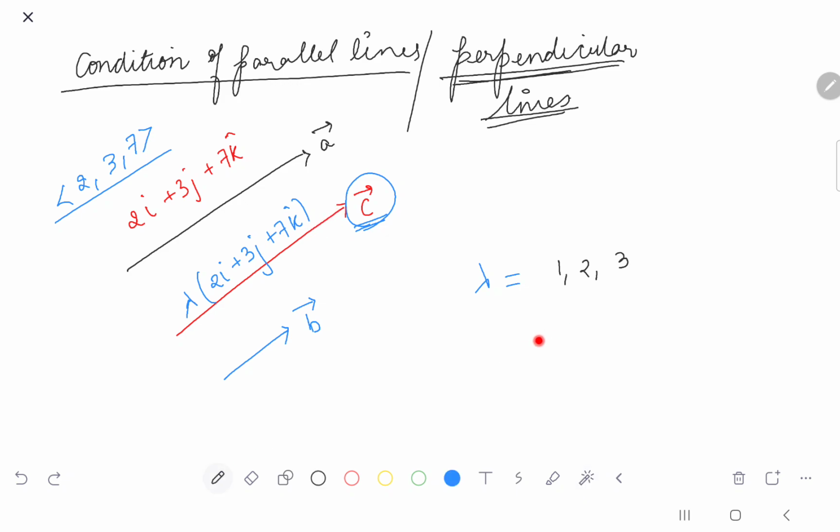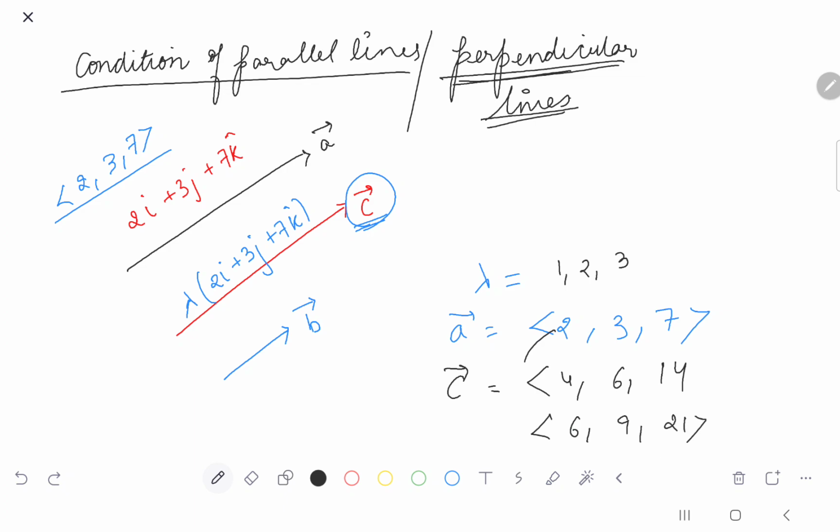So if the direction ratios of given vector A are 2, 3, 7, you can double all of them. So the answer can be 4, 6, 14 for vector C. For another, you can triple it. It can be 6, 9, and 21.